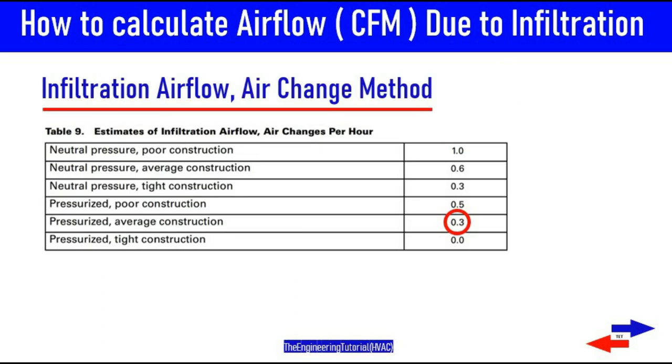This table is used to estimate infiltration using the air change method. Assuming that the space in our example is of average construction and we want to keep it at a positive pressure relative to the outdoors, we estimate 0.3 air changes per hour of infiltration.